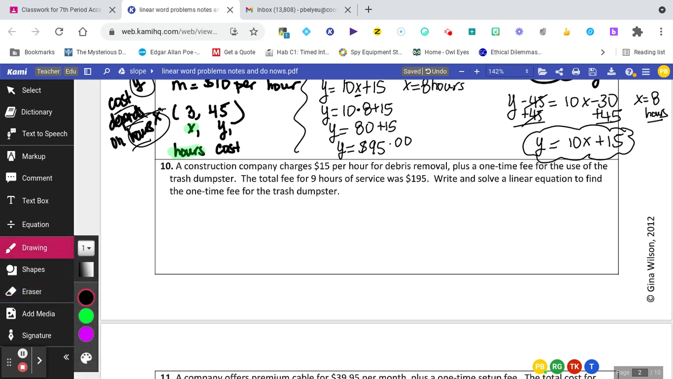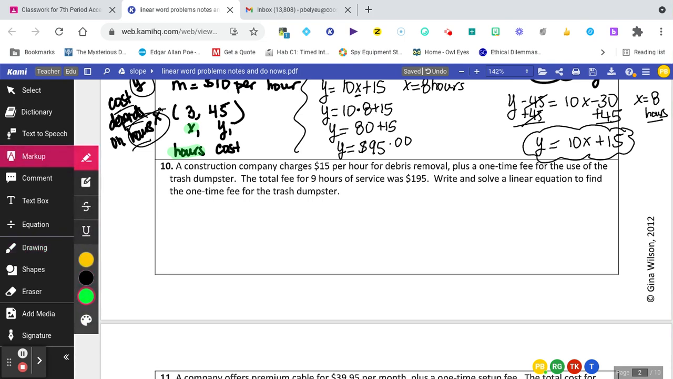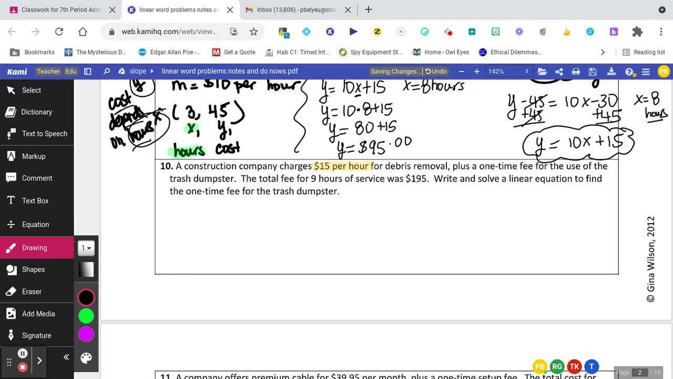It says the construction company charges $15 per hour for debris removal, plus a one-time fee for the use of the trash dumpster. So this $15 per hour is what they're charging, so I already know that's M. It's got "per each." Those rate statements represent your unit rate, or your rate of change, which is the same as your slope. So I know that's going to be $15 per hour. That's my slope. And now I just need a point, okay?